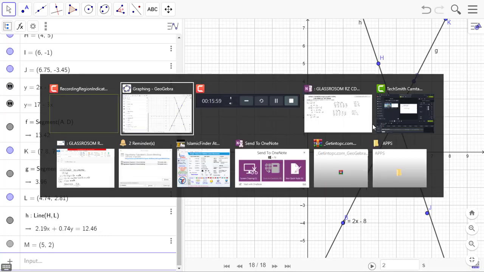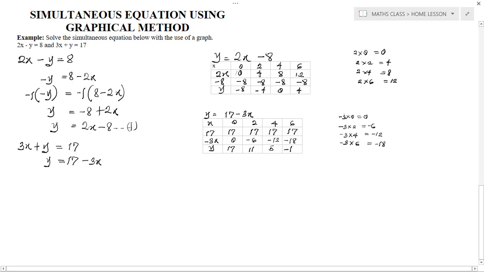let me go back to my blackboard. So it means that what we are writing now as the answer is what? So the answer is 5, comma 2, which means that therefore x equals 5 and y equals 2.